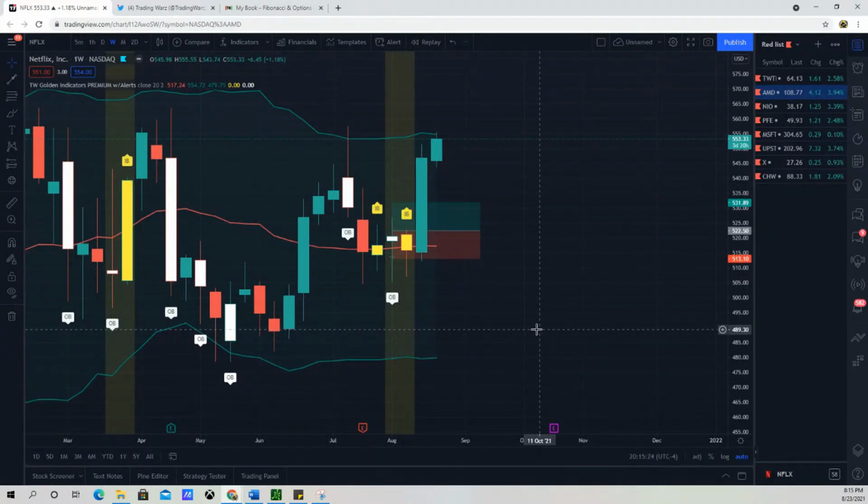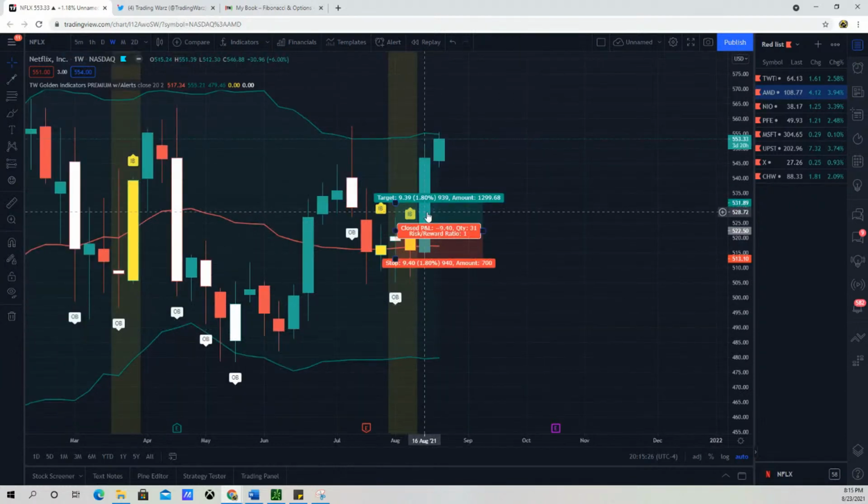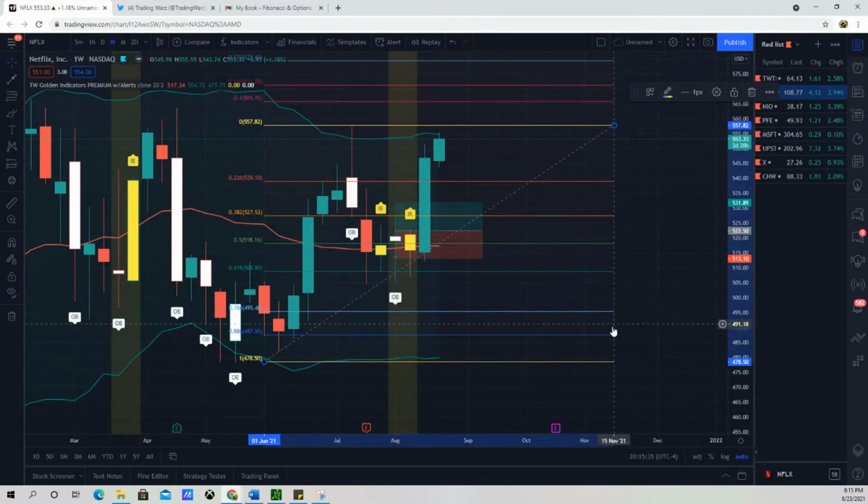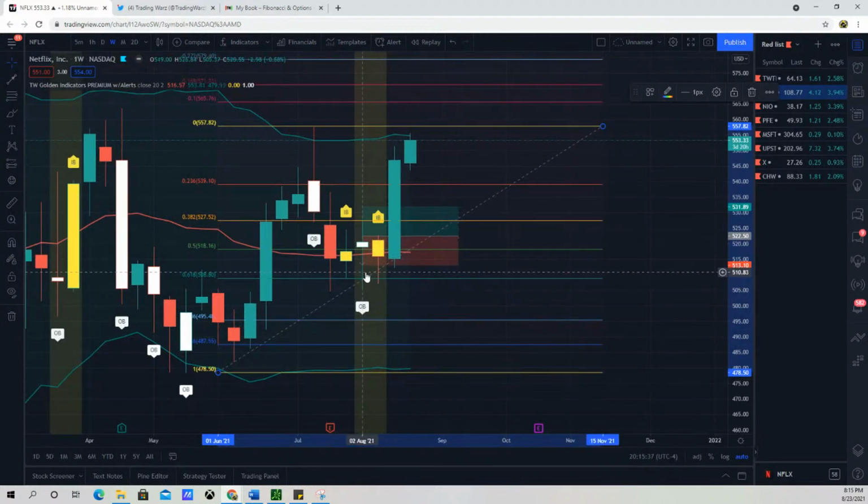return. So let's talk about this setup, right? So we know we had the Holy Grail, but what about this? What about the Fib? Well, if I take the Fibonacci right here on this leg from low to high, boom. Now look at this. This Holy Grail was sitting on the 618.